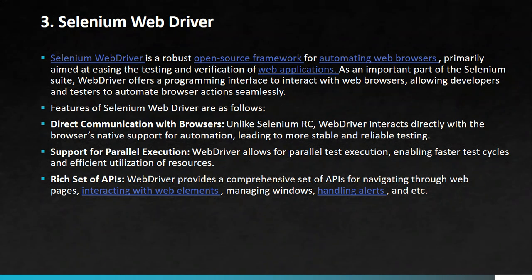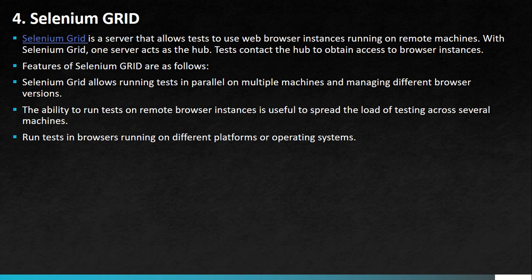Support of parallel execution: we can automate a number of test cases in parallel, enabling faster test cycles and efficient utilization of resources. The rich set of APIs is a component set for navigating through web pages, interacting with web elements, managing windows, and handling alerts, etc.